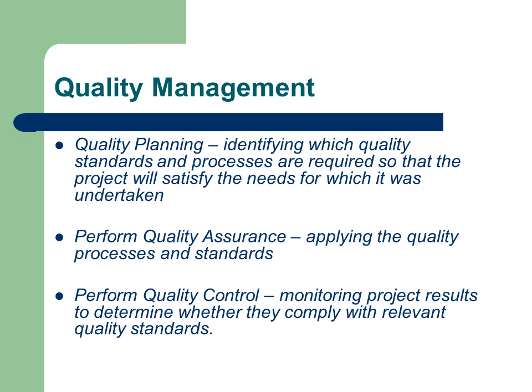There are three major processes which contribute to a quality outcome. Quality planning, that is, identifying which standards and processes will be applied to ensure customer satisfaction. Quality assurance, which is the application of those processes and standards throughout the project. And quality control, which is the act of checking project results to determine whether they comply with the predefined quality standards.